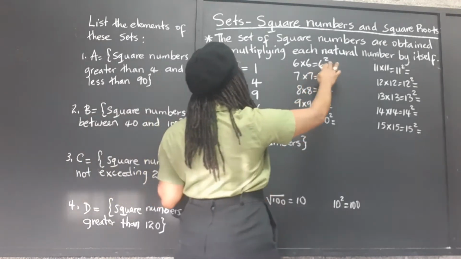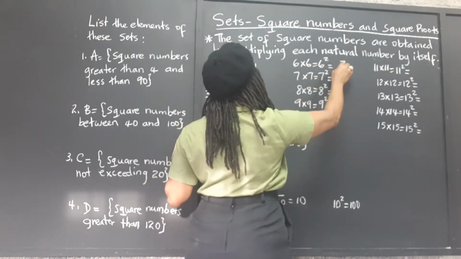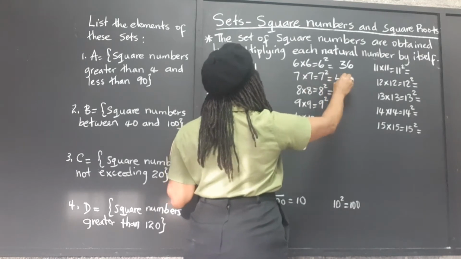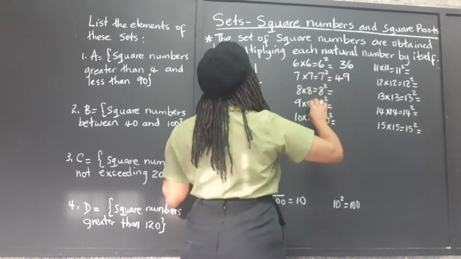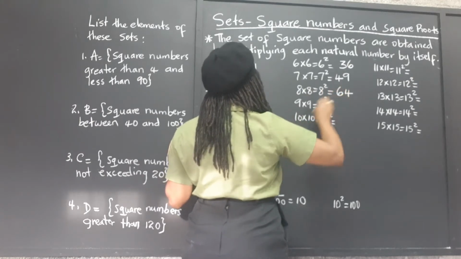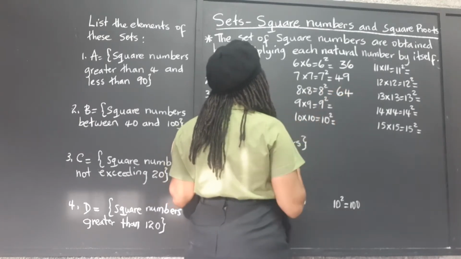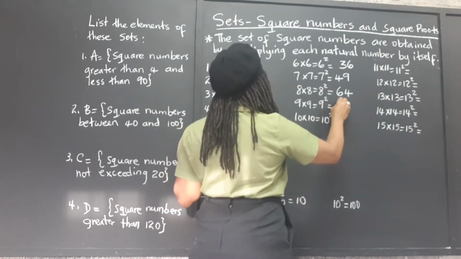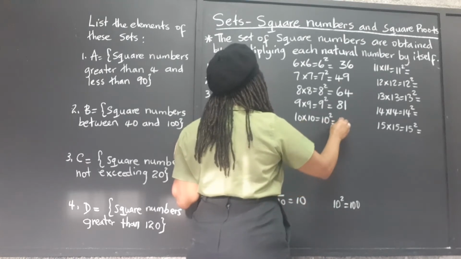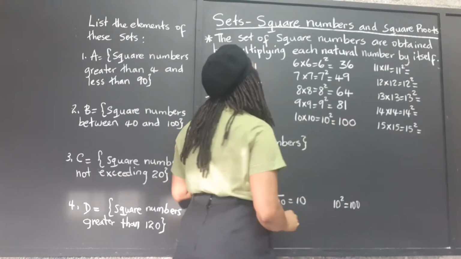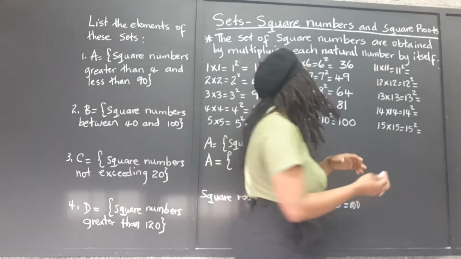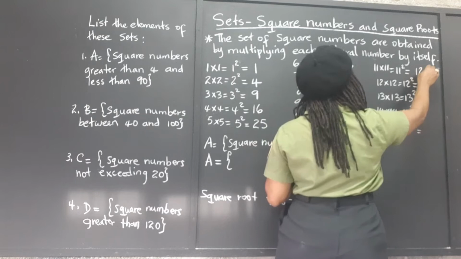6 squared or 6 times 6 is 36. 7 squared, 7 times 7, that's 49. 8 squared, 8 times 8, that's 64. 9 squared, 9 times 9, that's 81. 10 squared, 10 times 10, that's 100. 11 squared or 11 times 11, that's 121.